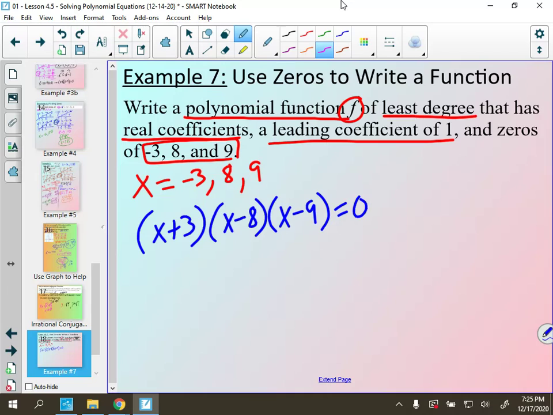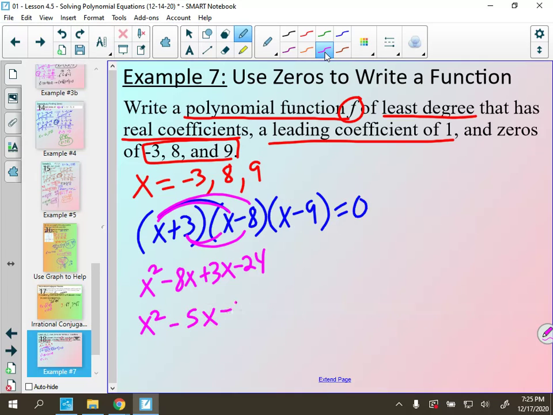This is a skill that we're all pretty good with. I've seen us do this a lot of times. We multiply these out, just taking 2 at a time. x times x is x squared. x times -8 is -8x. 3 times x is 3x. And 3 times -8 is -24. I don't want to go too fast. I don't want to screw this up. So we combine our like terms: x squared, minus 5x, minus 24.